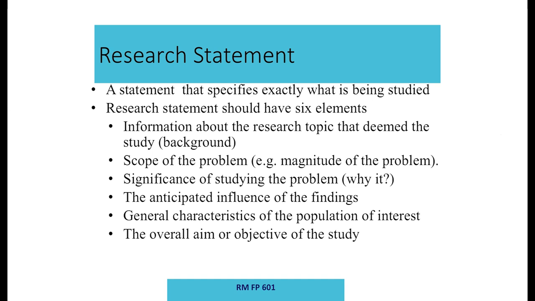Why should this problem be studied now? The fourth element is the anticipated influence of the findings. How will the findings influence the policy? How will the findings influence decision making? What will the findings contribute to the society and to the nation at large? And the fifth element is the general characteristics of the population of interest. Who are going to be the study participants, or study respondents, or the subjects? And lastly, but equally important, is the overall aim or objective of this study.